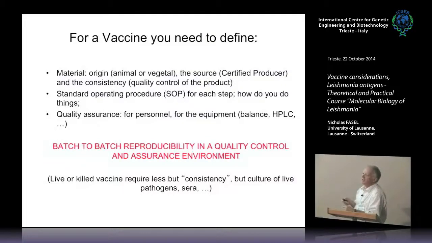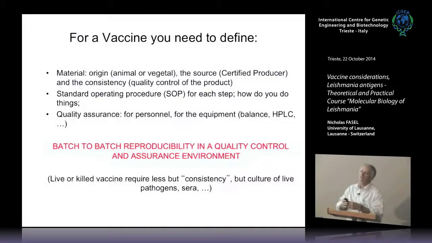You need SOPs. So for each step, you need to really define the standard operating procedure. So how do you do things? You have to write down and certify exactly what you did. Quality assurance, so it means people need to be trained. So quality assurance people, quality control people. You need to be sure of your equipment. It goes from the balance to the pipette to everything, okay? So to be sure that at the end you have batch-to-batch reproducibility in a quality control and assurance environment. And I think this is a key.